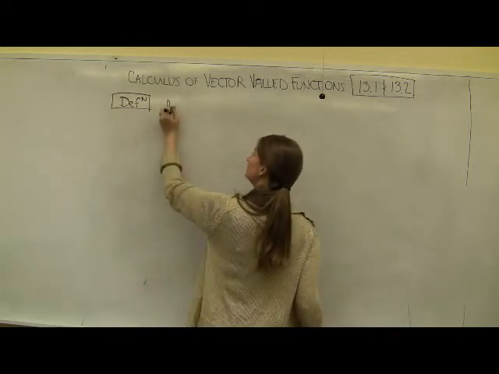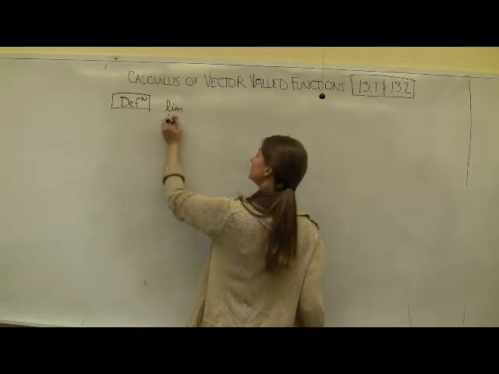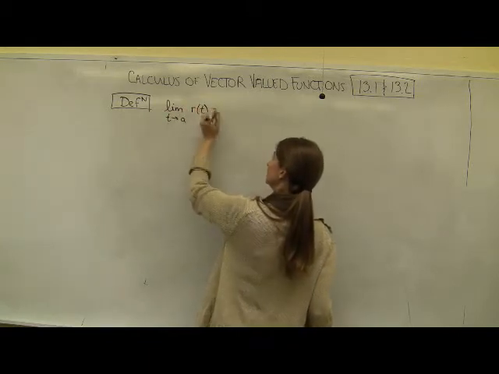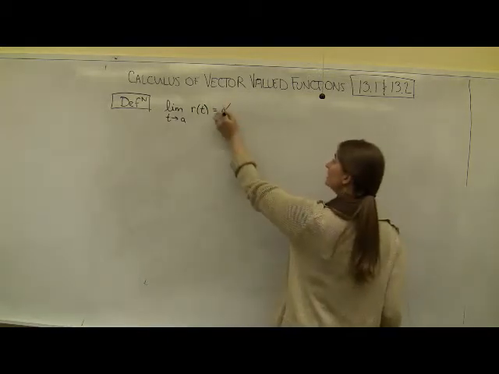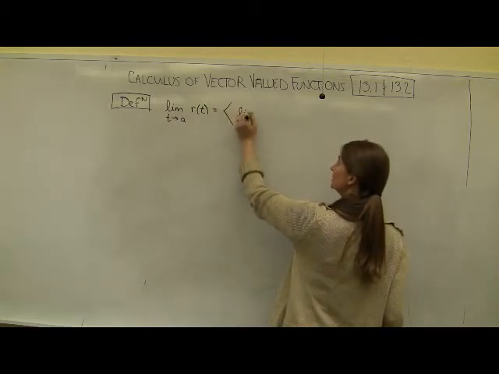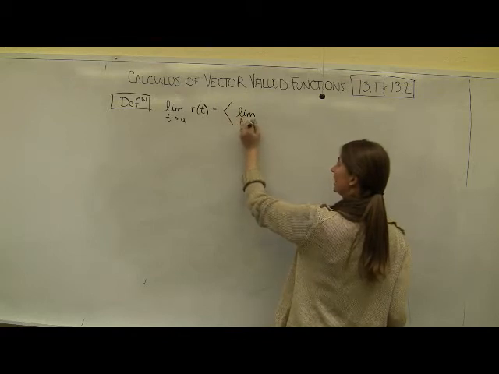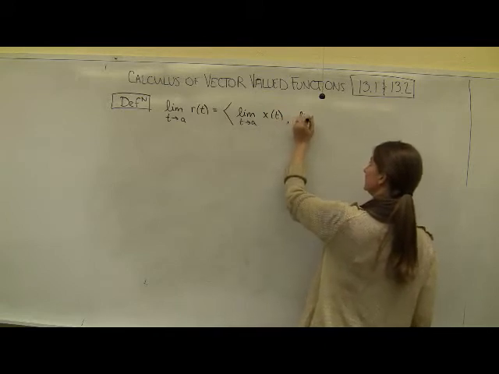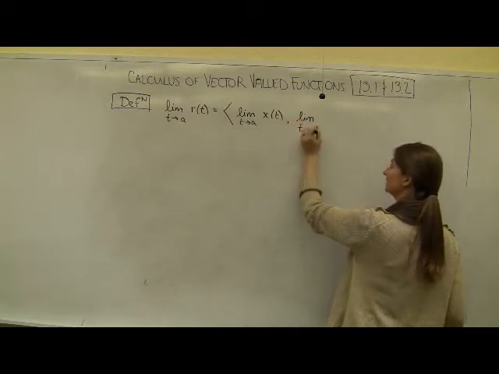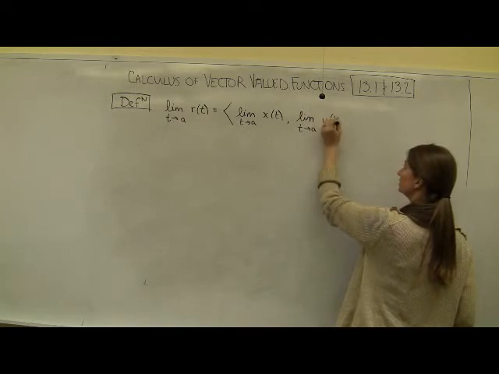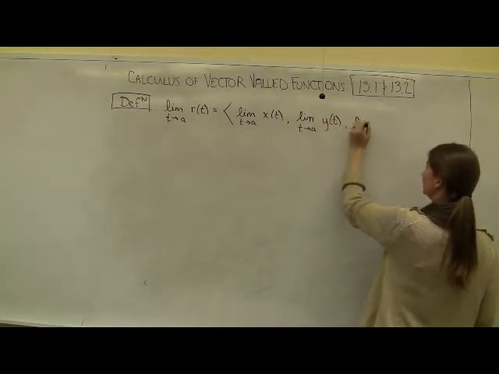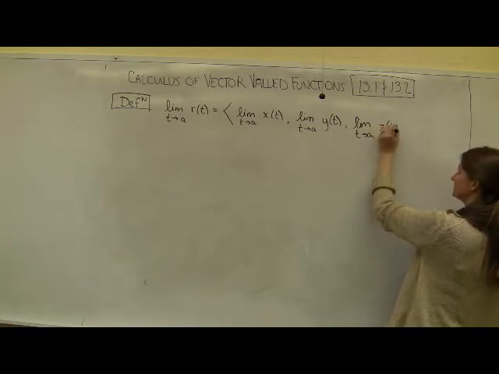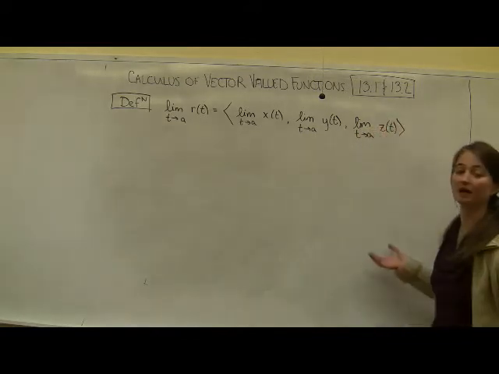So the limit as t approaches some value a of our vector-valued function r of t is defined to be the limit of each of the component functions. So I take the limit as t approaches a for the first component function. I take the limit as t approaches a for the second component function. And I take the limit as t approaches a for the third component function. This is sort of a technical definition that should be obvious.